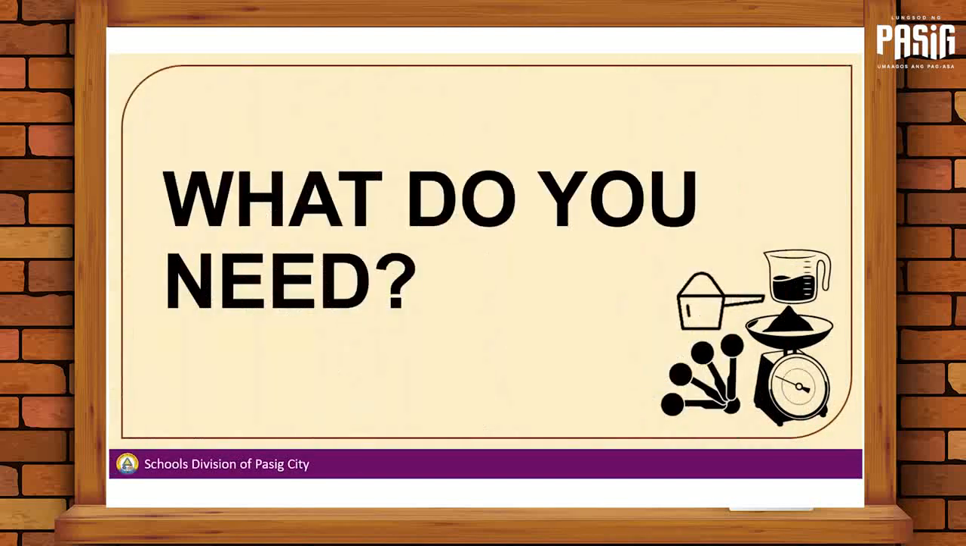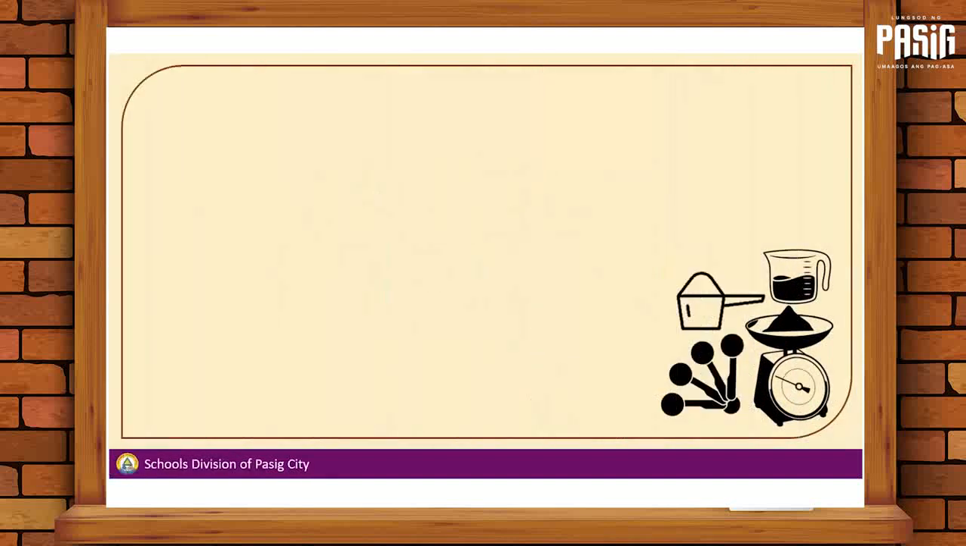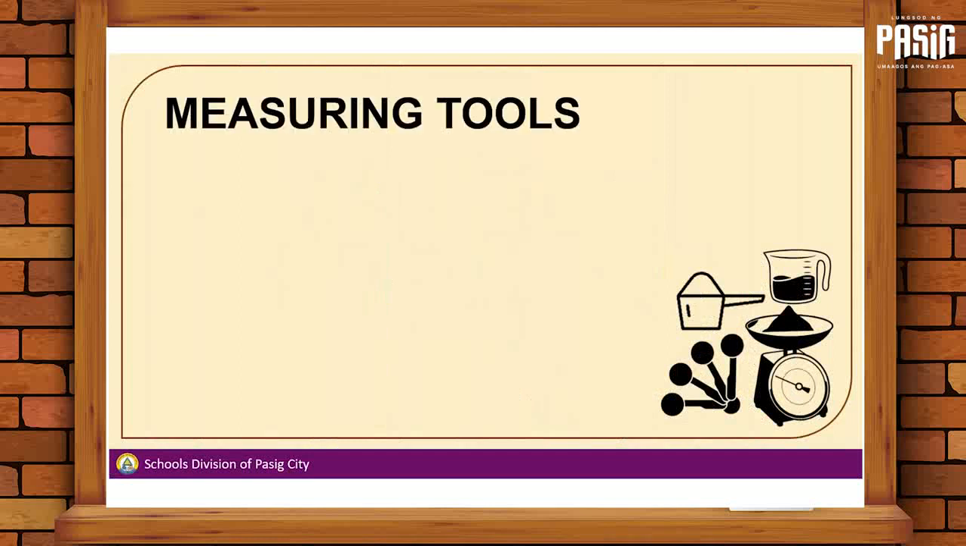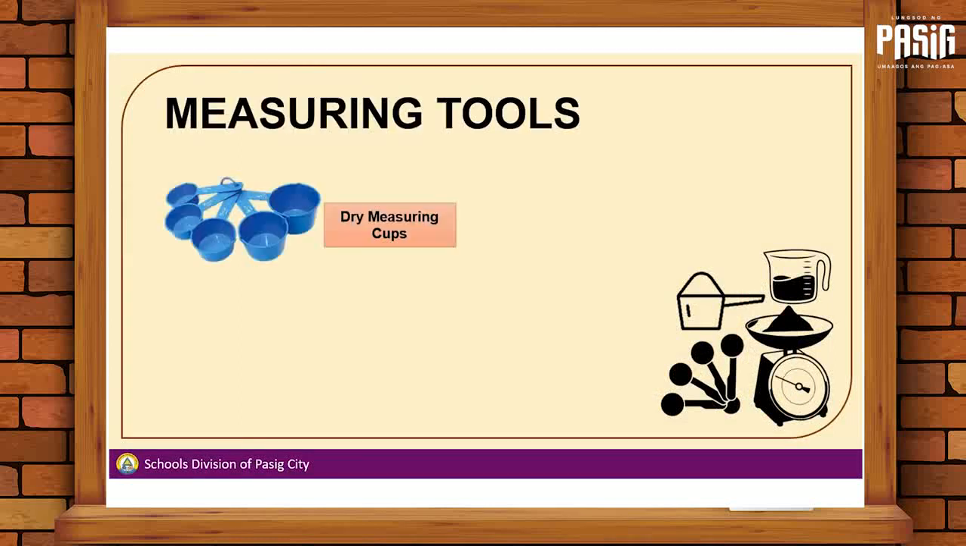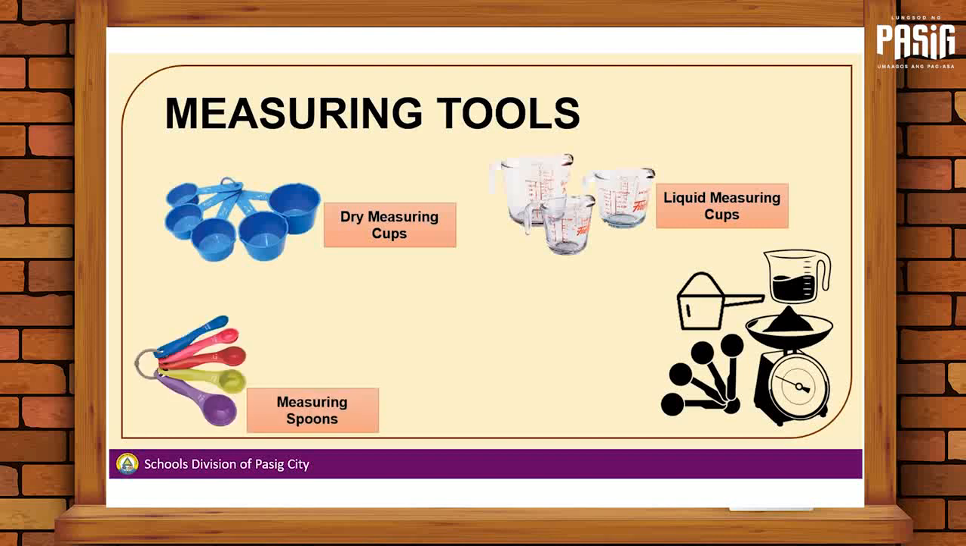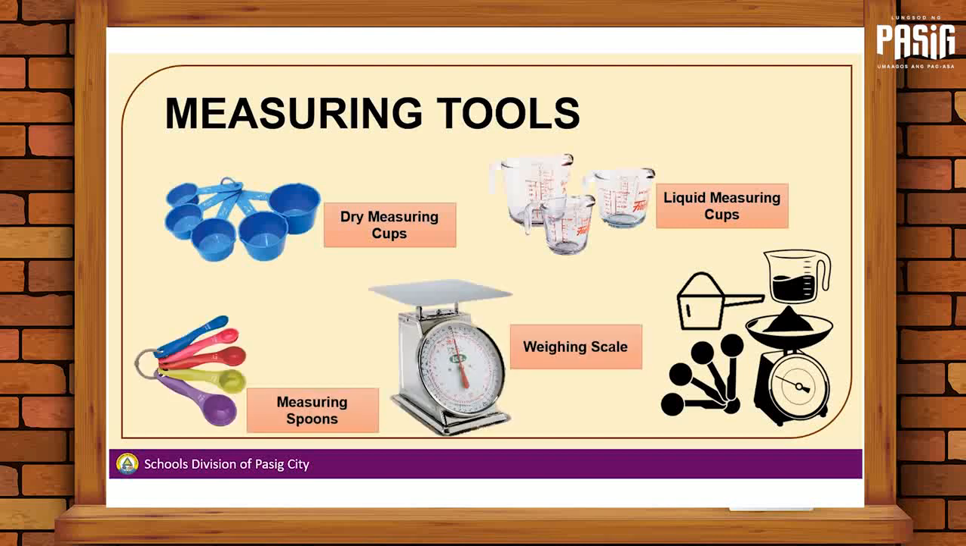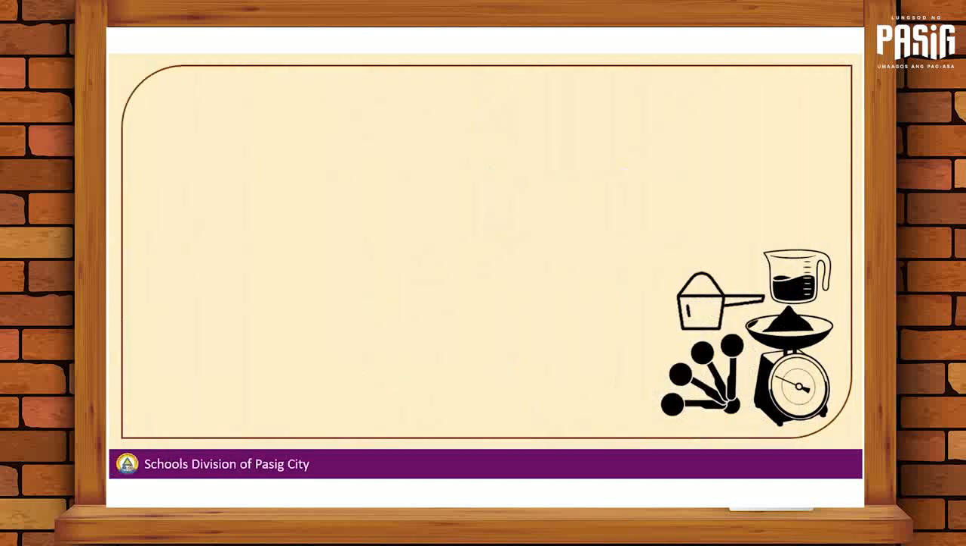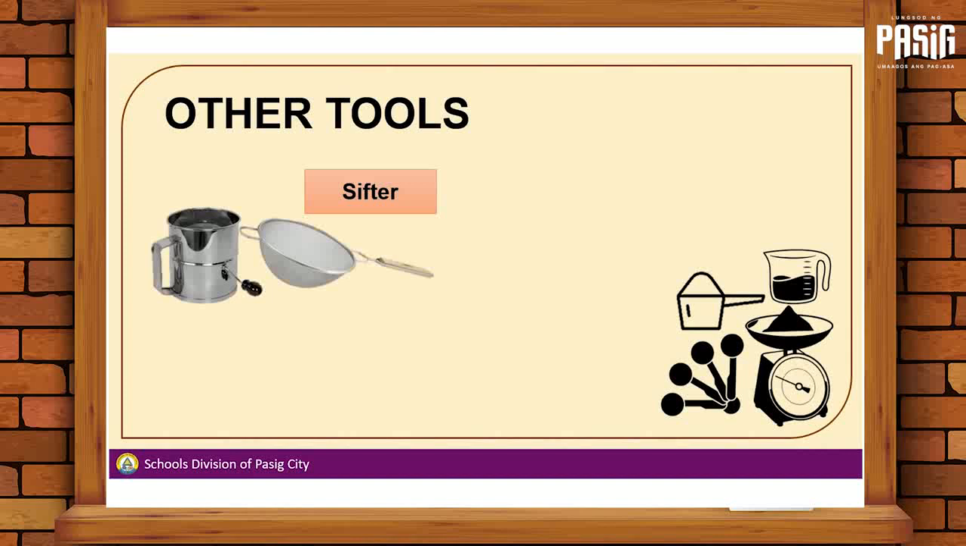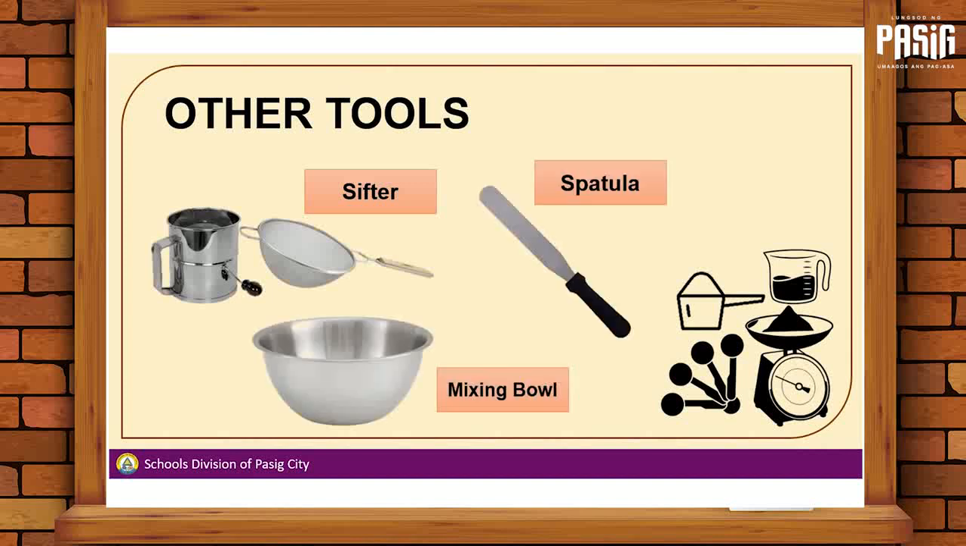So what do you need when you are measuring ingredients? Before we can measure ingredients, we need to have the following measuring tools: dry measuring cups, liquid measuring cups, measuring spoons, and weighing scale. We are also making use of other tools such as sifter, mixing bowl, and spatula.